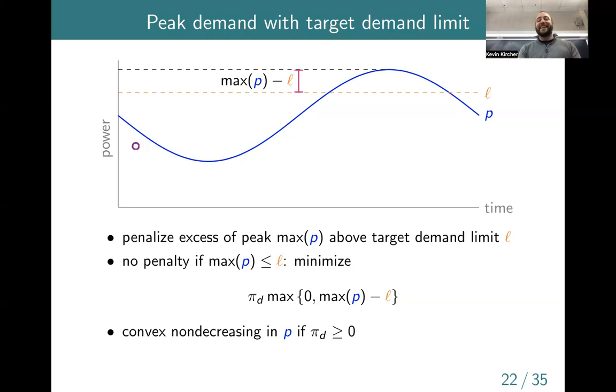Okay, so anyway, the peak demand, even with this sort of target demand limit in there, ends up being a convex and non-decreasing function of P. So again, that's kind of exactly what we were looking for. So this is nice, clean, and fits into our framework easily.